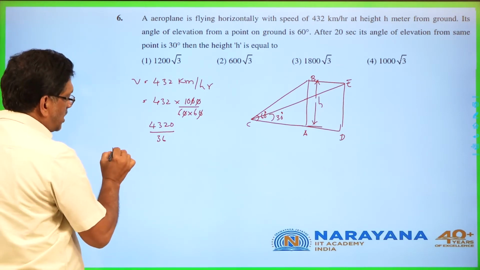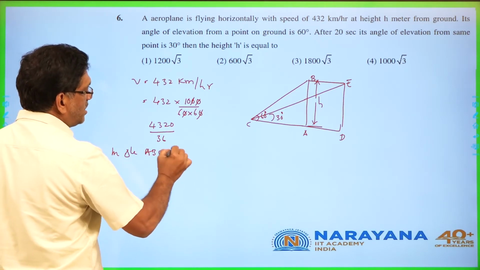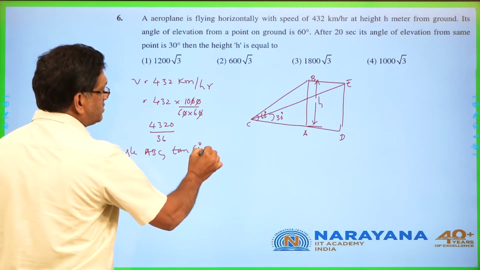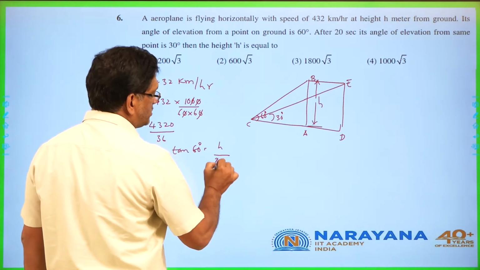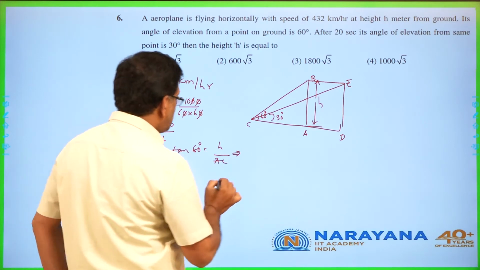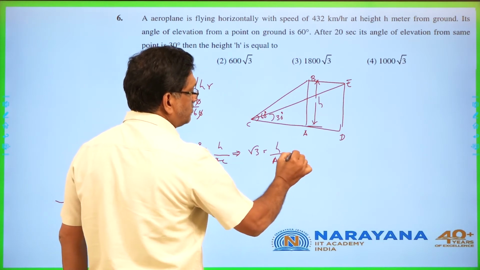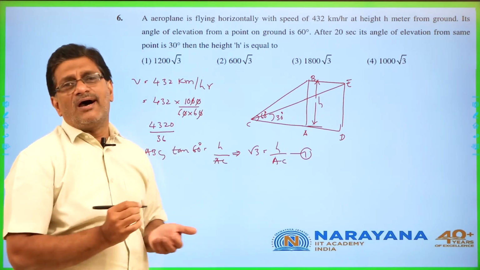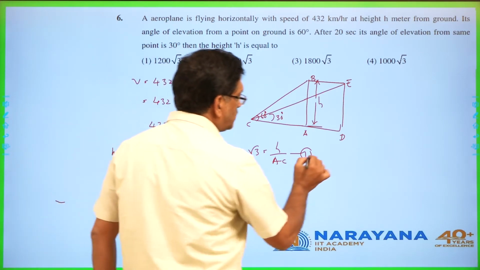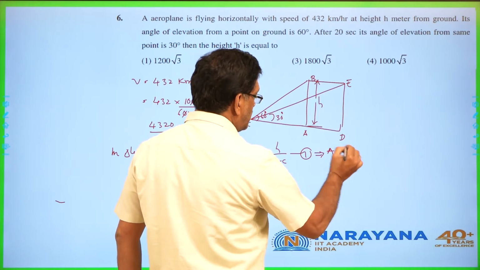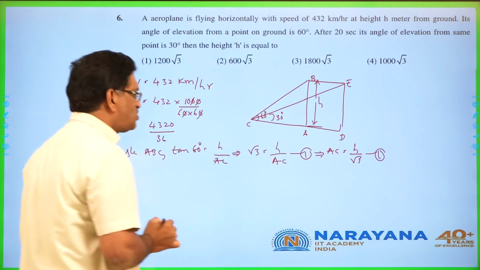Now, consider one triangle, A, B, C. Tan 60 degrees is equal to H by AC. That is, tan 60 is root 3, equal to H by AC. As we want data related to the height, only H related one we are going to collect. That is, AC is equal to H by root 3. I'll take it as the first equation.